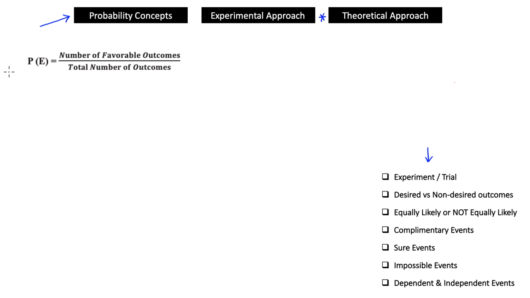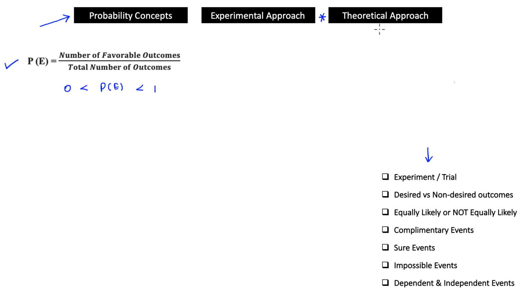So let's first talk about the difference between experimental versus a theoretical approach. Okay. The basic concept of calculating the probability of any event E is still the same in both cases. It is the number of favorable outcomes to the total number of outcomes, right? So with that respect, we always define that probability of any event E is a number that is bigger than 0 and less than 1, right?